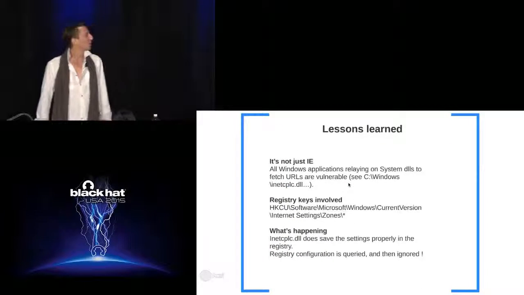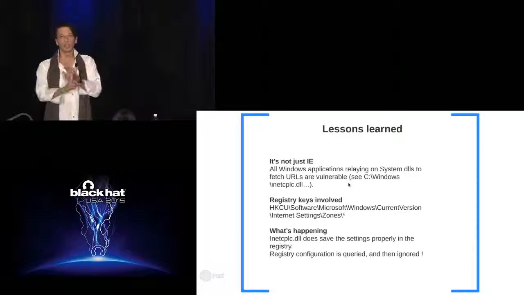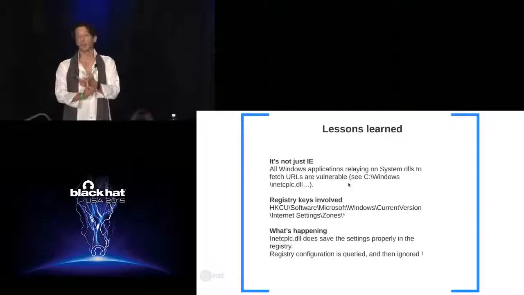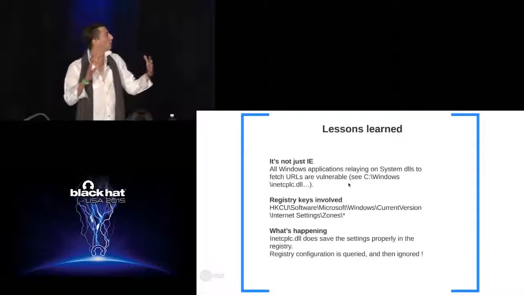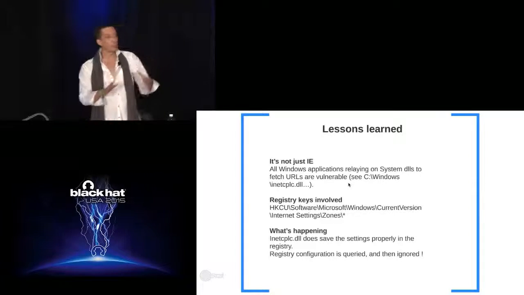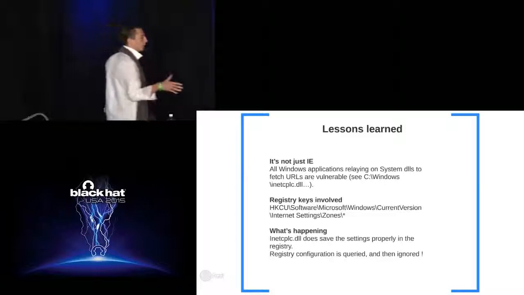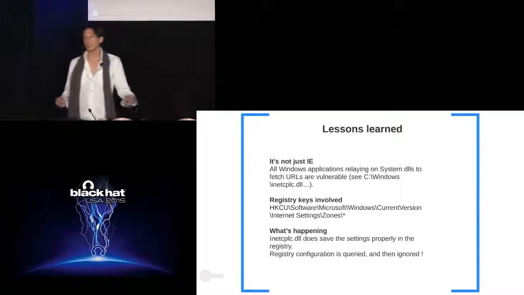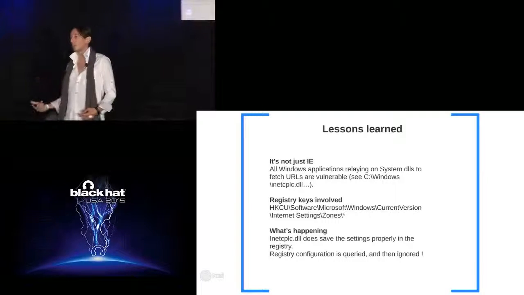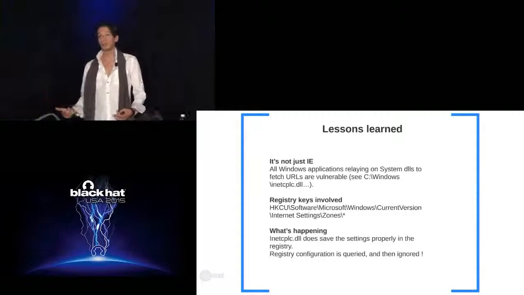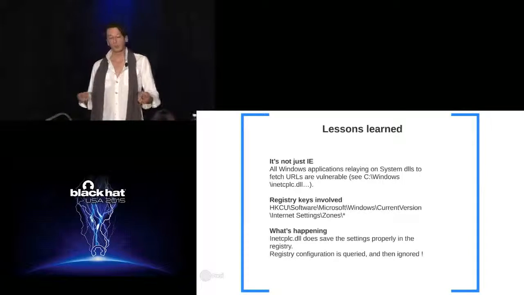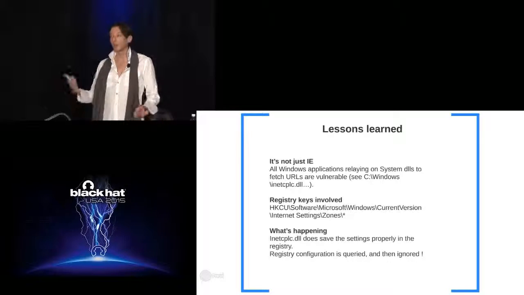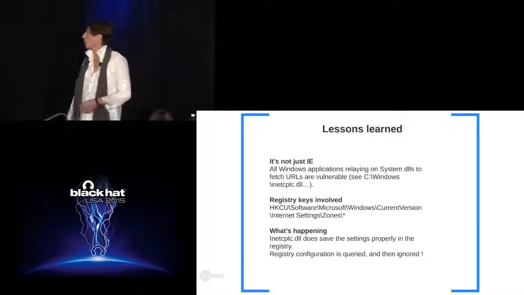So we learned a few things out of this. We learned which registry key is actually involved. We learned that for applications which fetch URLs, unless you're writing your own TCP/IP stack, basically you're leveraging the one of Windows. And if you do leverage the URL mechanism of Windows, you are vulnerable, whichever application you use, because this is coming from the system Windows directory.